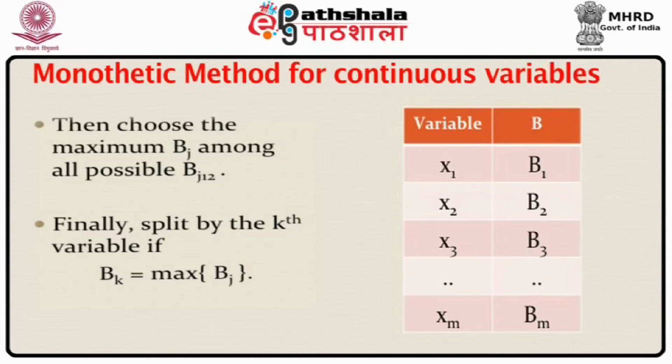So if the third variable has the maximum Bj value, then at the first step we split the single cluster into two clusters on the basis of x3 alone. This is how we go about doing the monothetic method. But as you can see, this method is not foolproof in the sense that we are just basing our judgment on a single variable.